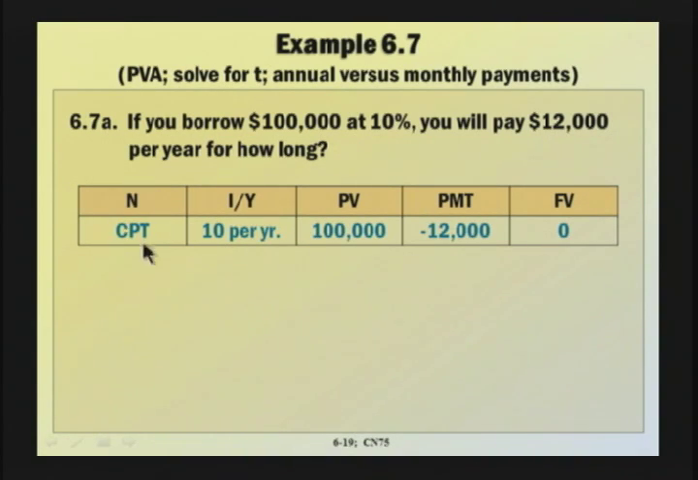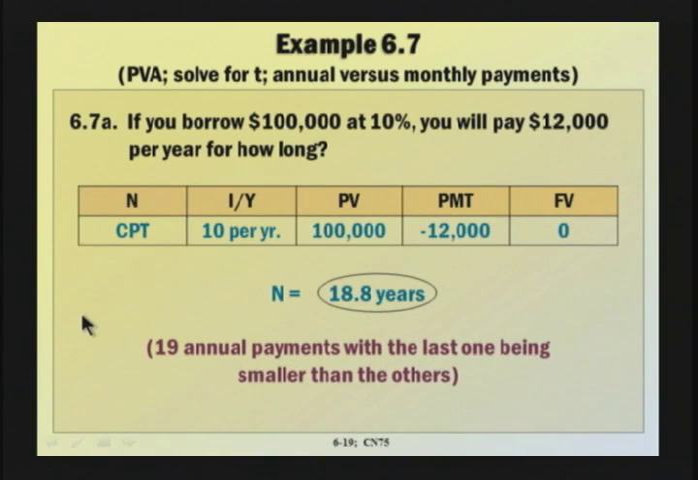So when I compute N, I will be calculating the number of annual payments I'll make. In other words, N is going to be the number of payments. I know it's a payment per year because I put in the rate per year and the amount I'm going to pay each year. So the computed N is the number of annual payments I will make, which is 18.8.